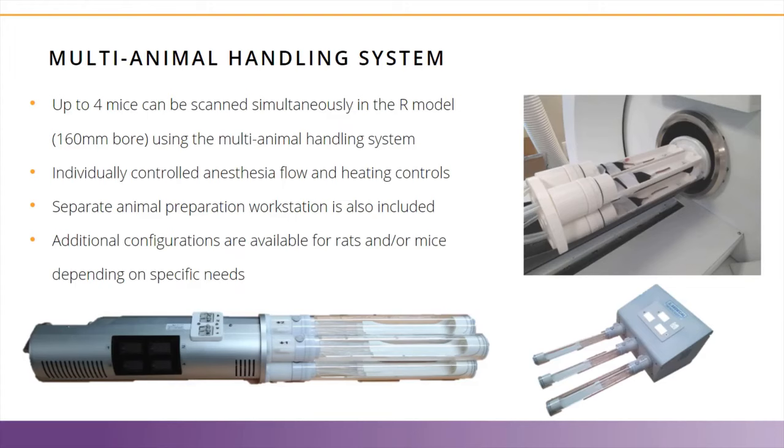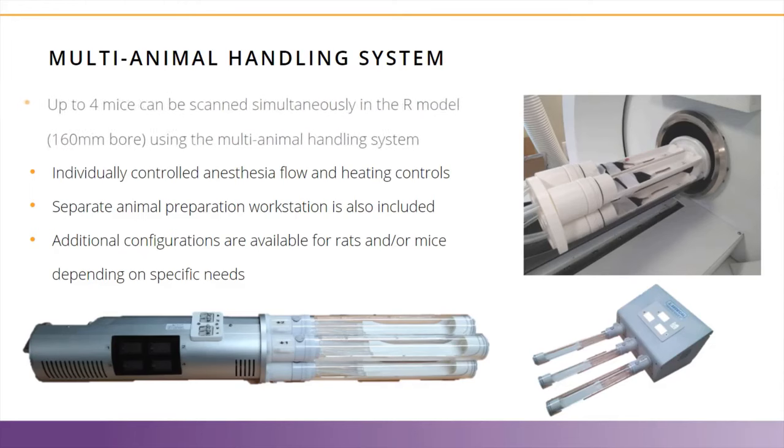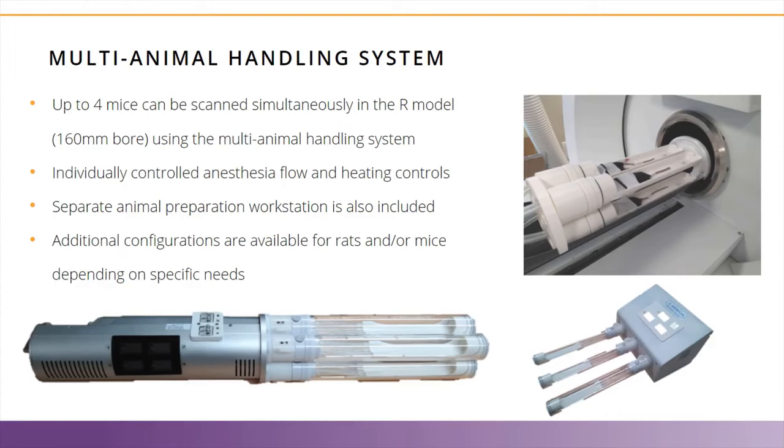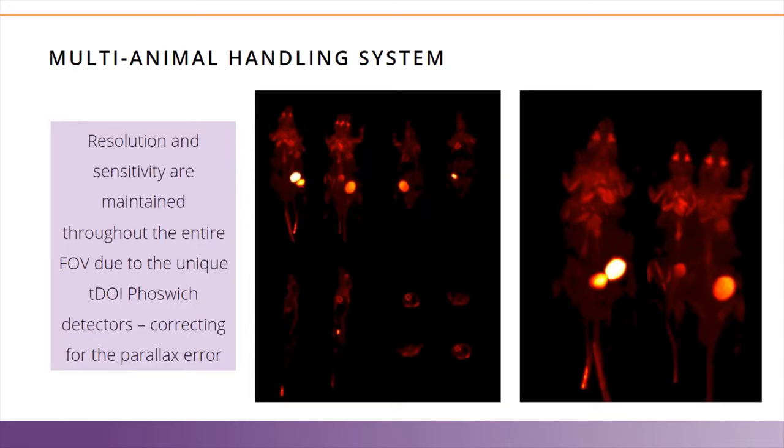Think back to the half-lives of the different radioisotopes that have been discussed earlier. If the half-life is short, like C11, then being able to image 4 mice simultaneously is going to allow you to use more of your radiotracer faster for imaging than doing 4 mice sequentially over time. This 4-mouse animal handling system fits within the big R model, having a 160 millimeter bore. Each animal chamber has individual controls for anesthesia and heating. A separate workstation can be added onto the system to allow for offline preparation of the animals while another set of animals is being imaged.